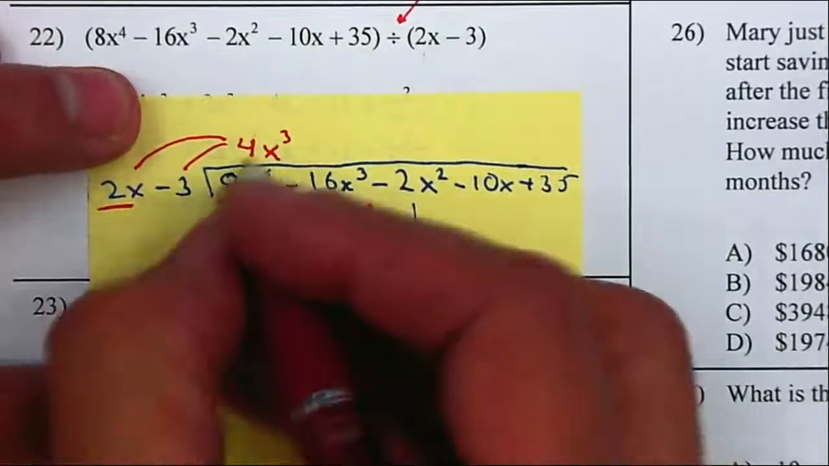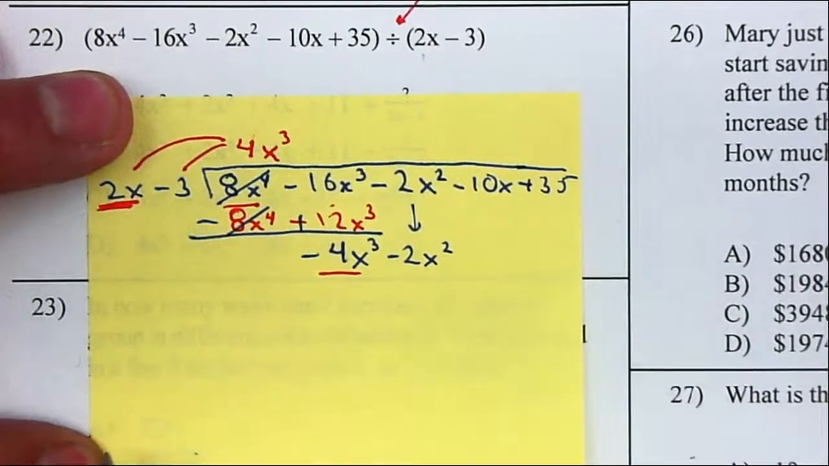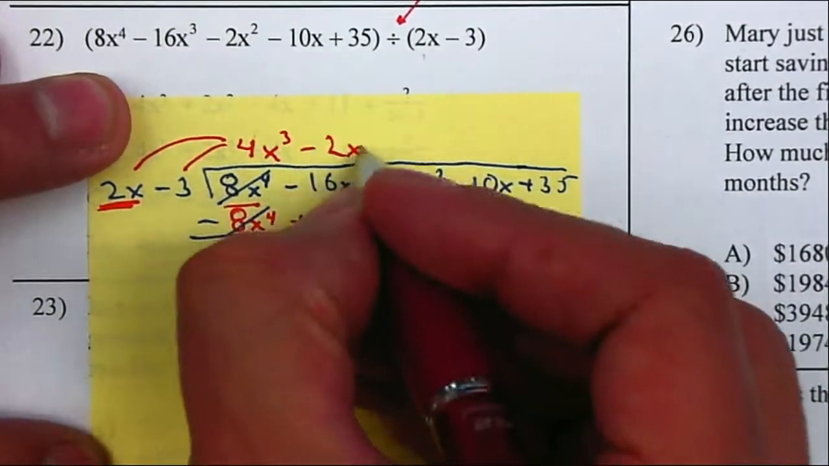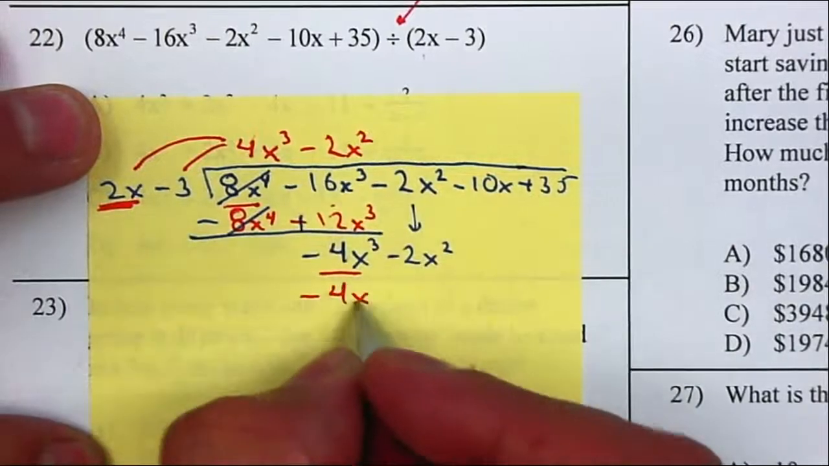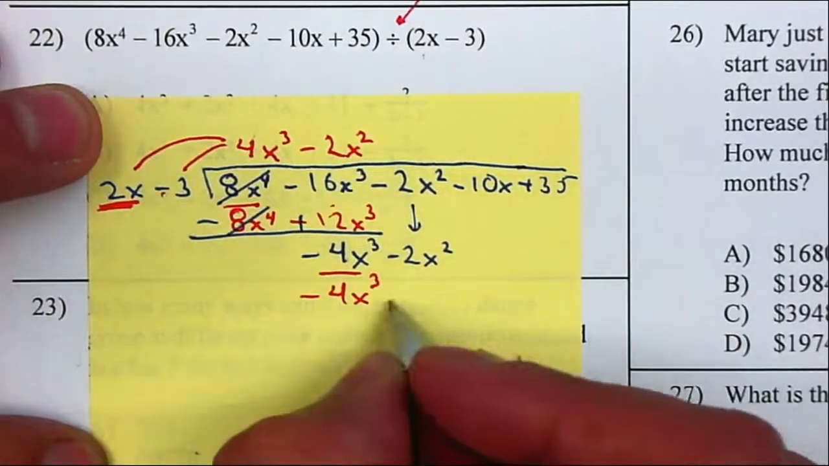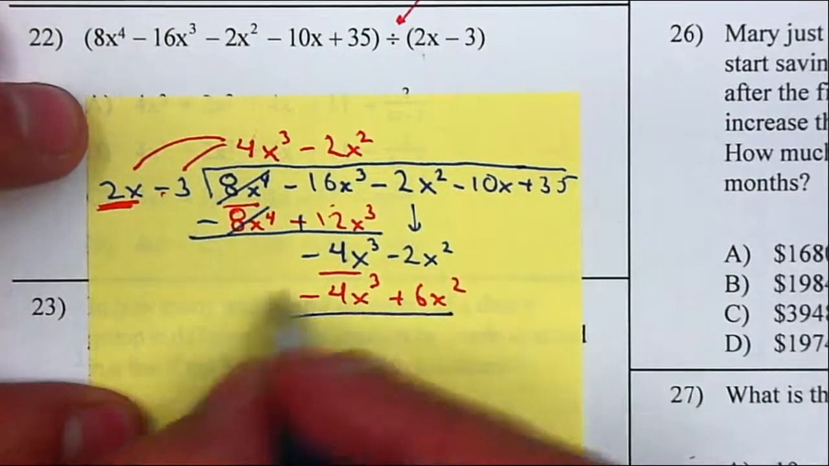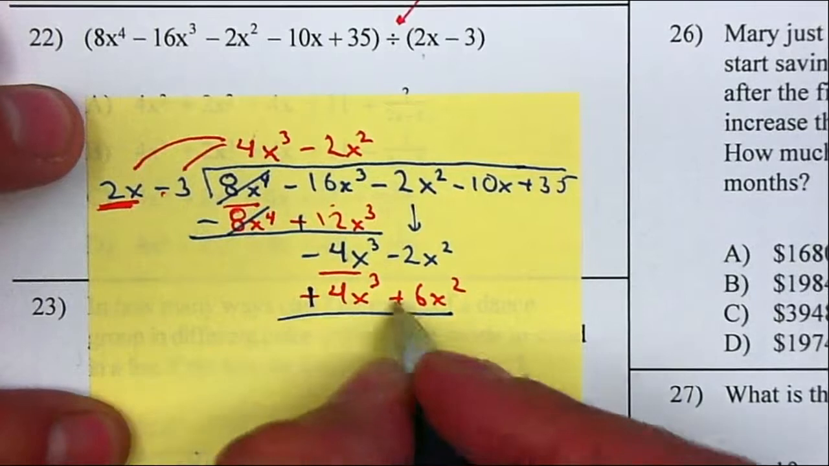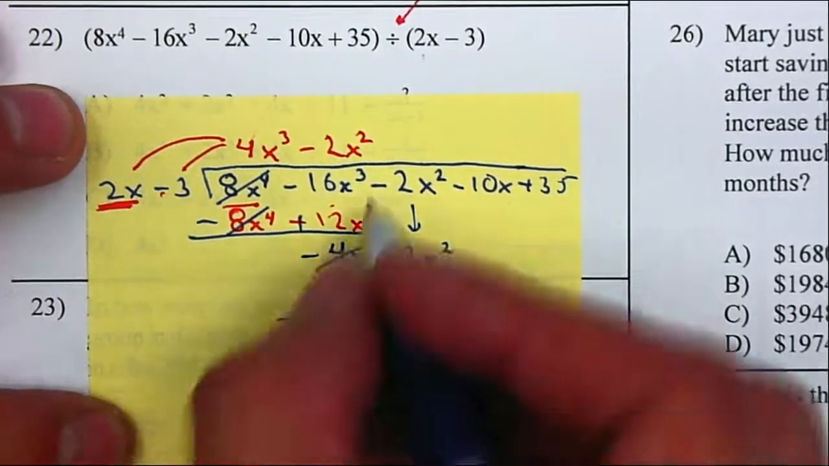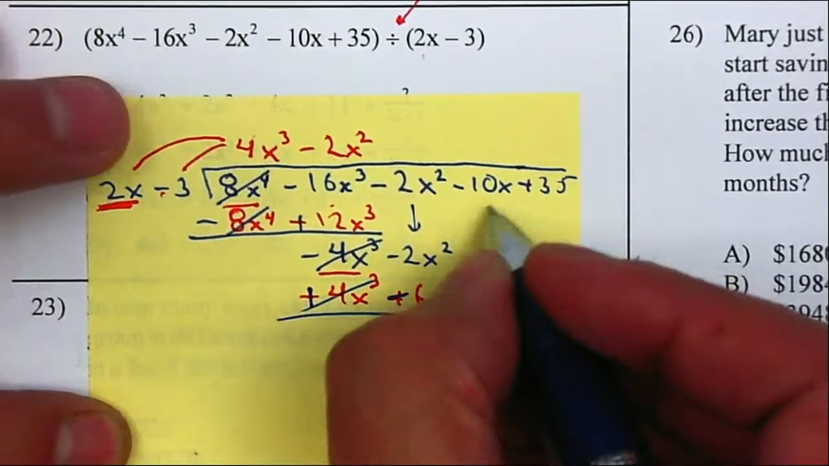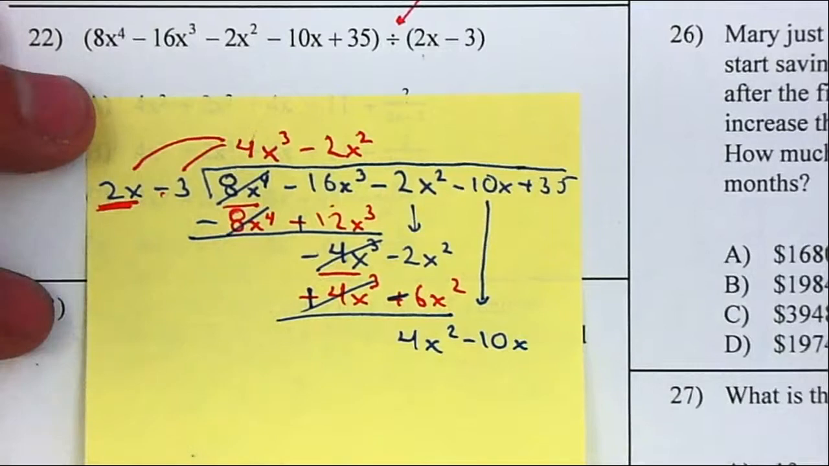What do I need to multiply 2x by to get negative 4x to the third? It will be negative 2x, and I need 2 more x's. Multiplying by them both gives me negative 4x to the third, and that gives me a positive 6x squared. And now we need to change the signs. A positive becomes a negative, a negative becomes a positive. The x to the thirds cancel. We have 4x squared, and we bring down the next term, minus 10x. And now go through the process once again.